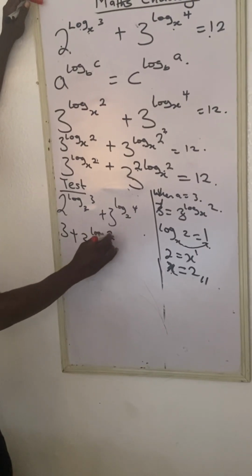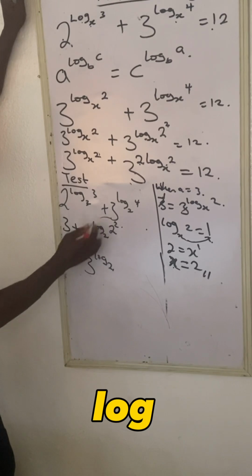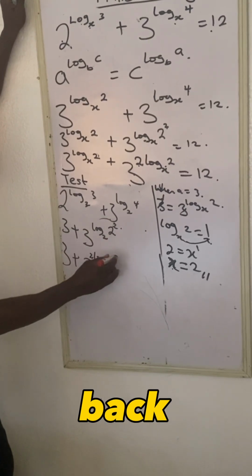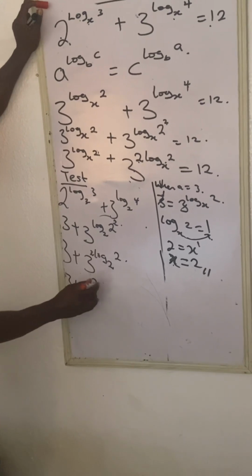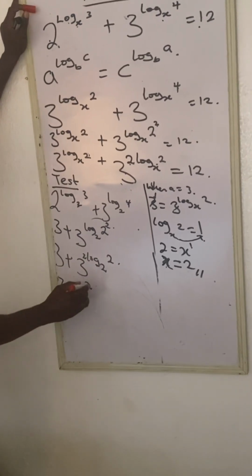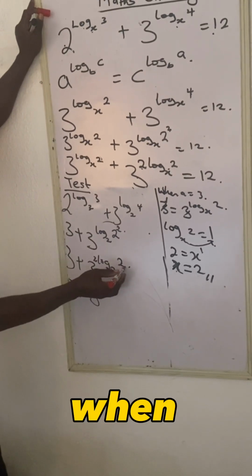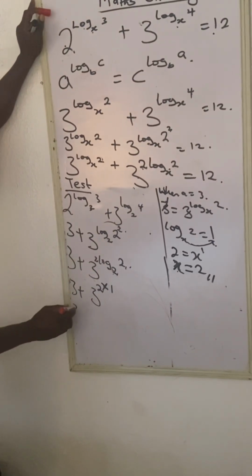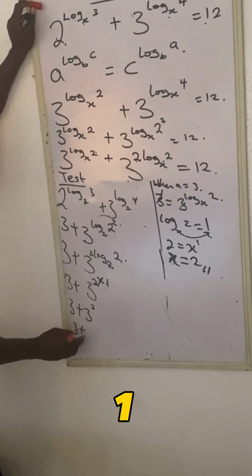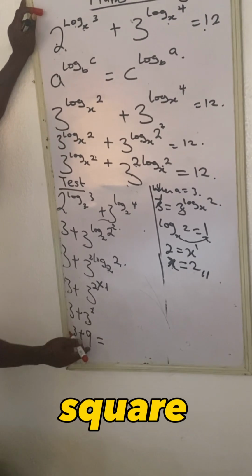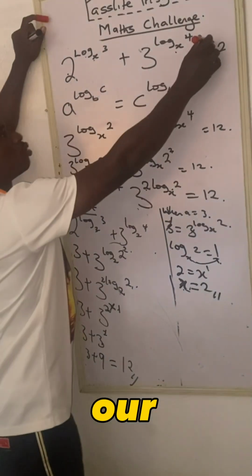What can be written as 2 raised to power 2. So 3 plus 3 log base 2. These 2 will come to the back, and there's 1 2 here. So at the end of the day, 3 plus 3 raised to power 2. Log base 2 of 2 is 1. When you press your calculator, log base 2 of 2 is 1. When the base and the index are the same, it is equal to 1. So 3 plus 3 times 1 squared. So 3 plus 3 squared is 9. So 3 plus 9, you're having 12. So we are correct. Our answer is 2.